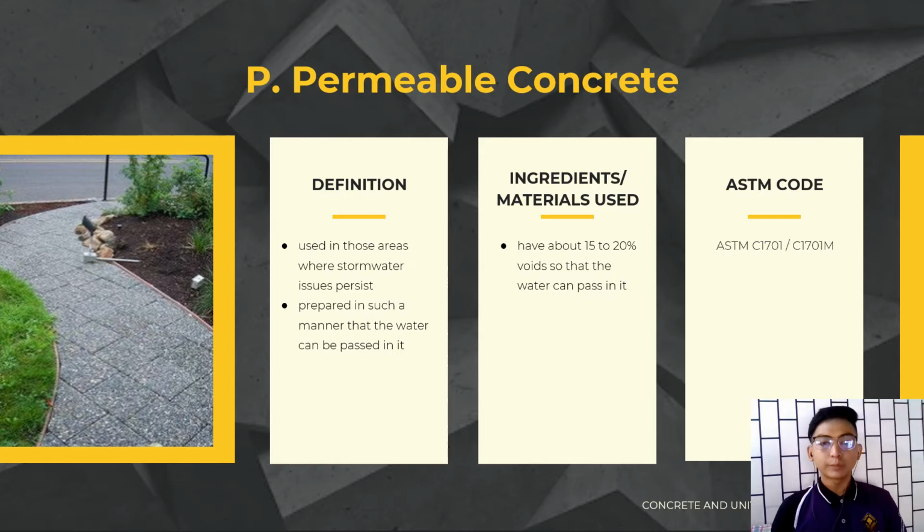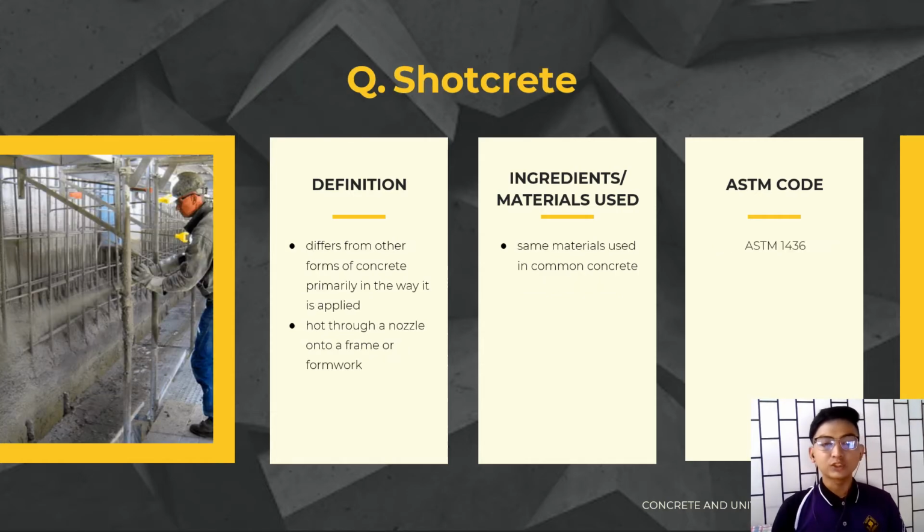So, next is permeable concrete. So, used in those areas where stormwater issues persist. So, prepared in such a manner that the water can pass through it. So, have about 15% void so that the water can pass in it. So, parang katulad siyang stamp concrete, ang pinagkaiba lang is voids talaga yung mga nandun sa pagitan niya. So, about 15 to 20%, no? Voids yan para dun dumaloy yung water natin at hindi maipon sa isang lugar. So, mapupunta siya sa drainage. So, with the ASTM code na C1701 or C1701M.